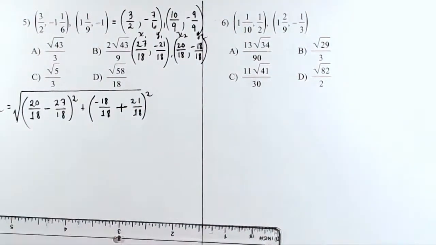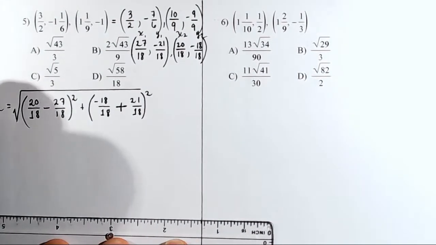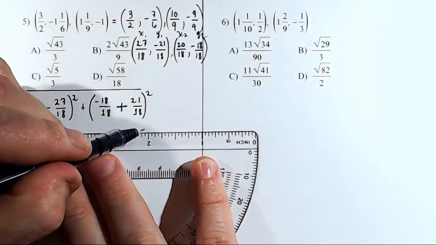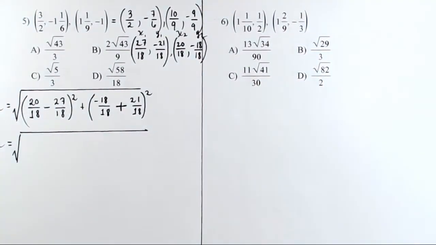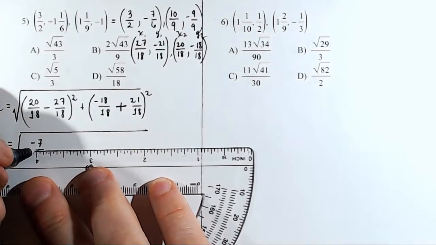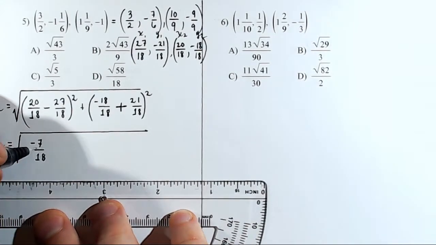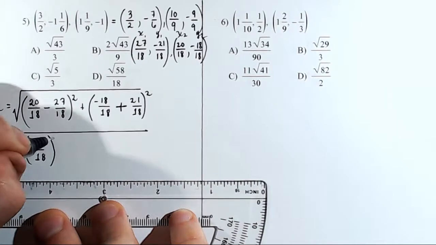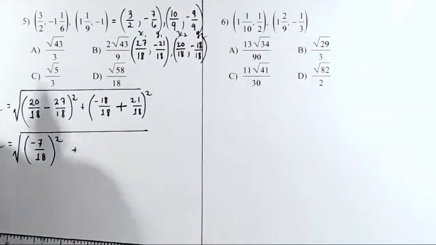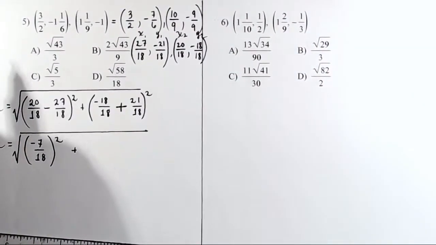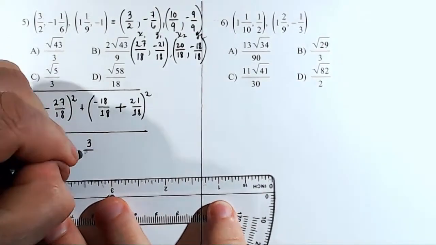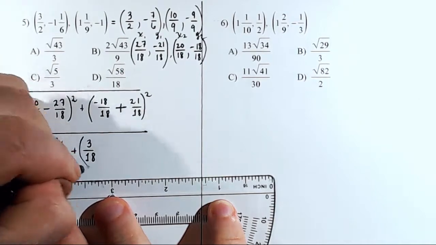And now I can combine these fractions together, simplify. So D is equal to the square root of 20 minus 27 is -7, -7/18 squared, plus -18 plus 21, +3/18. And of course, that whole thing is squared.